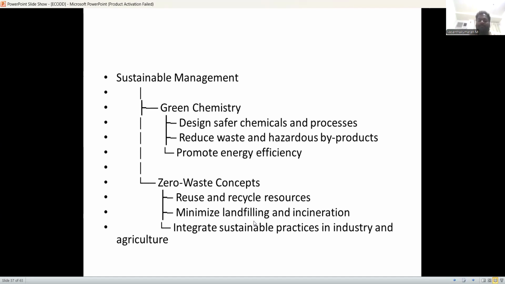So you should be segregating all those things. Then minimizing landfilling and incineration. So we should not just put things down. We should take care of our motherland. We should practice good industry. We should have very sustainable practices in industry and agriculture, since agriculture is very important to our human beings, to our fellow beings. We should have good practices even in agriculture.